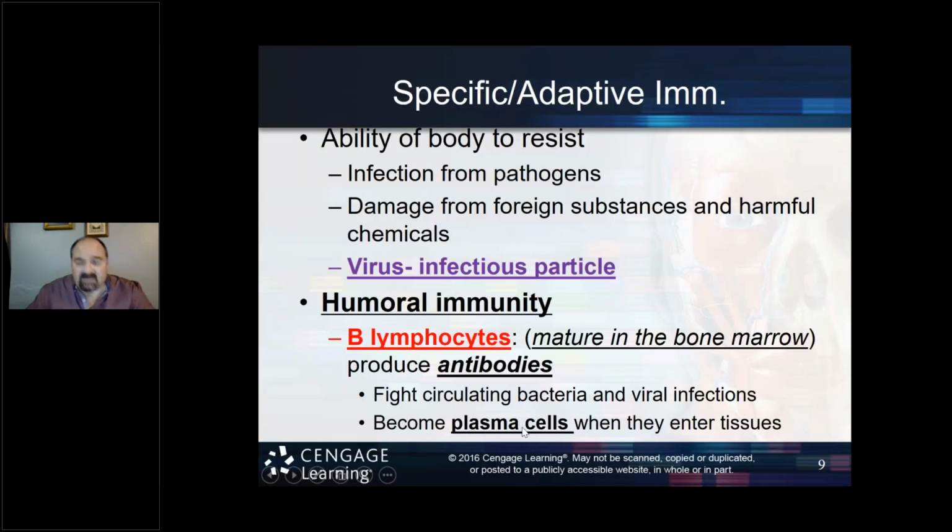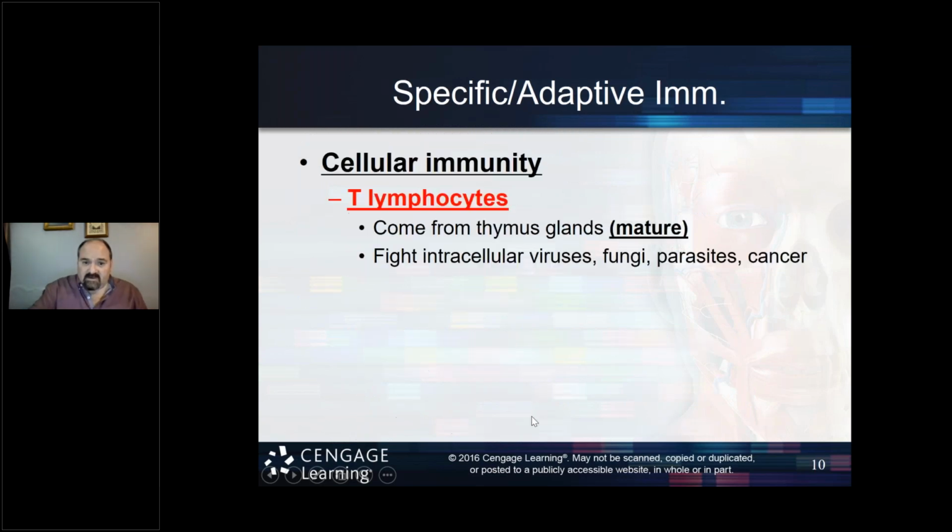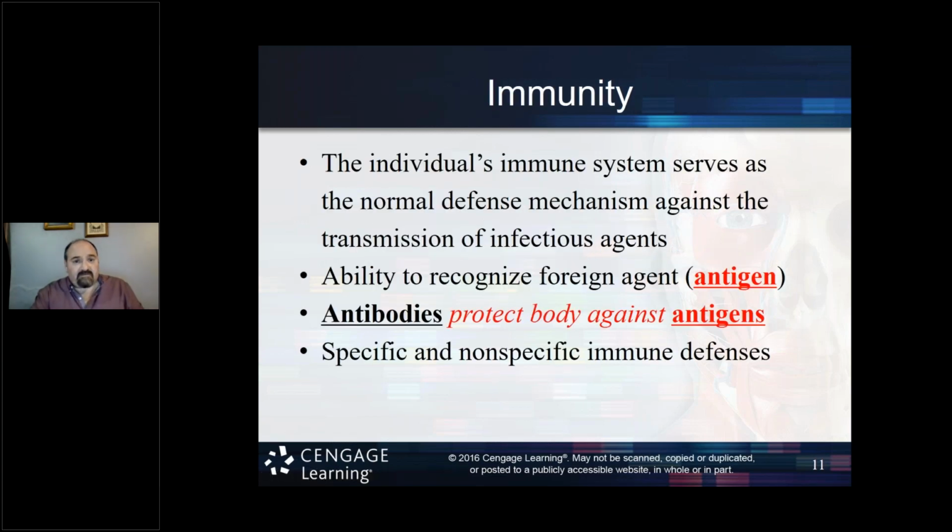I knew it was missing a sentence there, right? The B lymphocytes become the plasma cells. The plasma cells are producing the antibodies. And good, okay. The T lymphocytes, which I said are about cellular immunity, mature in the thymus gland and fight different viruses. So they fight many of the same things that can make you sick, right?